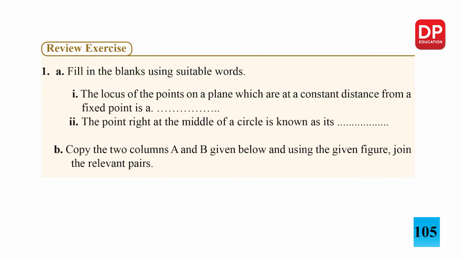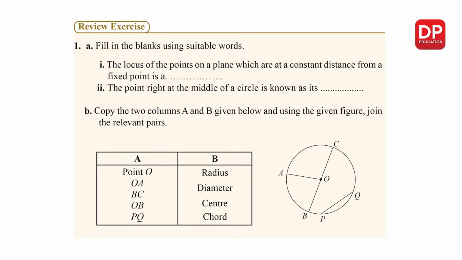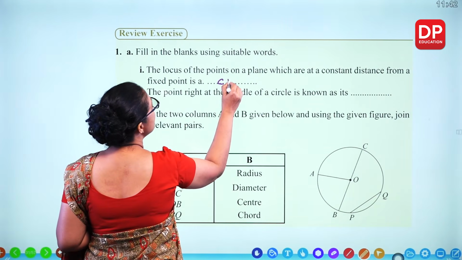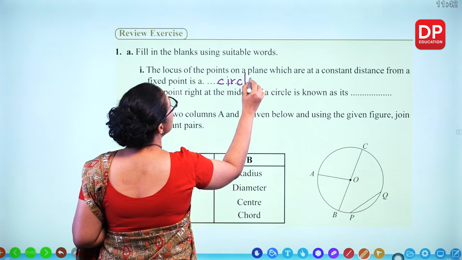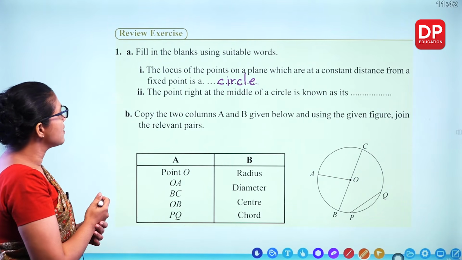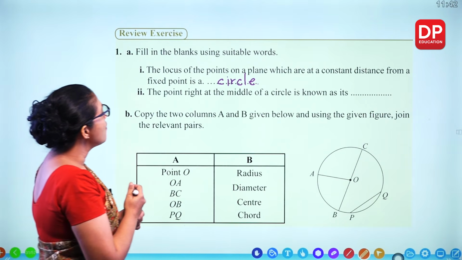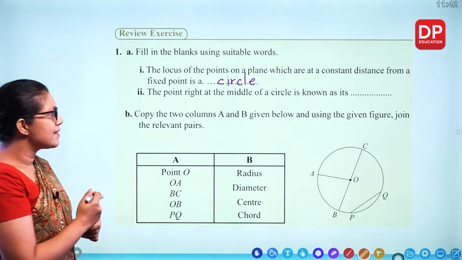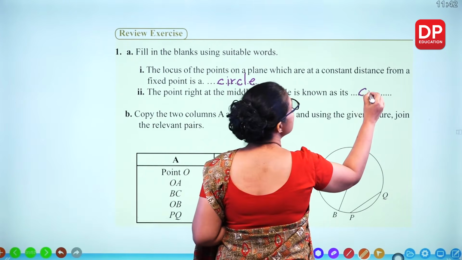Now we'll look at the review exercise. Fill in the blanks using suitable words. The locus of the point on a plane which are at a constant distance from a fixed point is a circle. So you did this before in loci and constructions. The point right at the middle of a circle is known as the center.